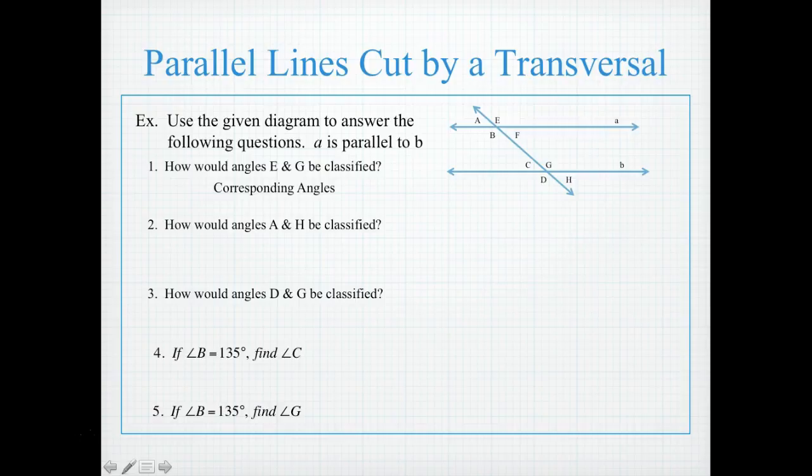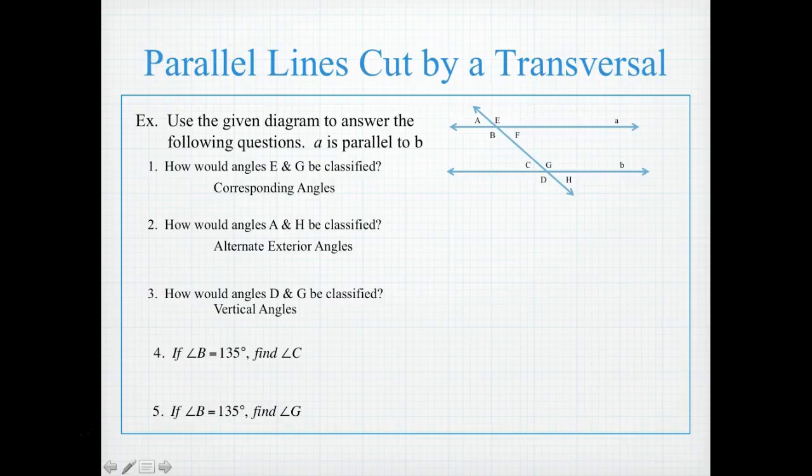Second, we look at angles A and H. Now, angles A and H are on opposite sides of the transversal, and they are outside of the parallel lines. So in this case, we have alternate exterior angles. And number three, we've got angles D and G. Angles D and G are considered vertical angles.